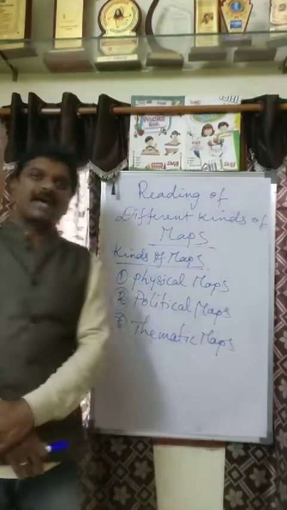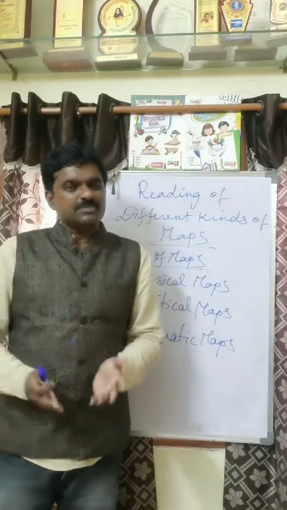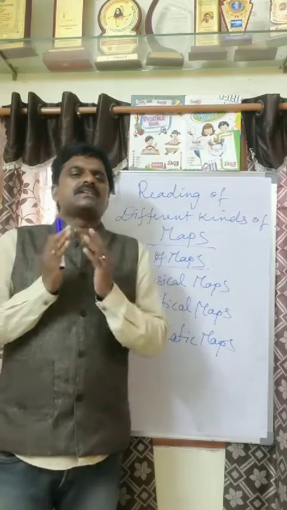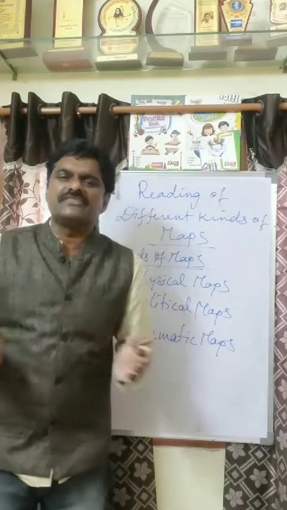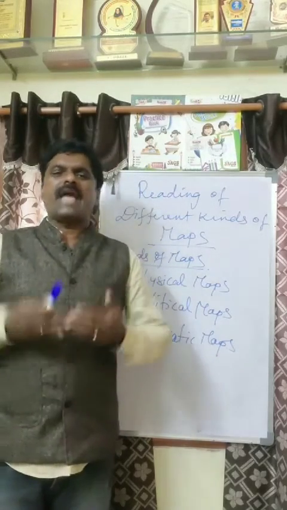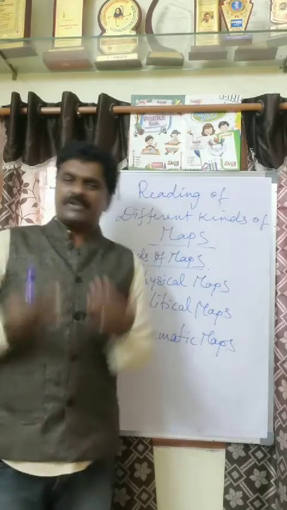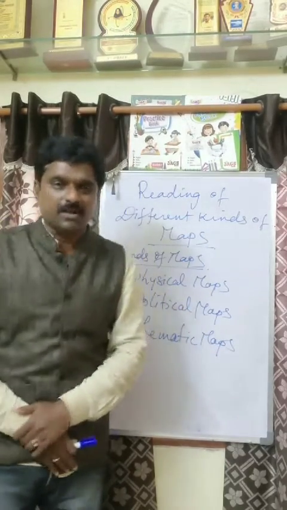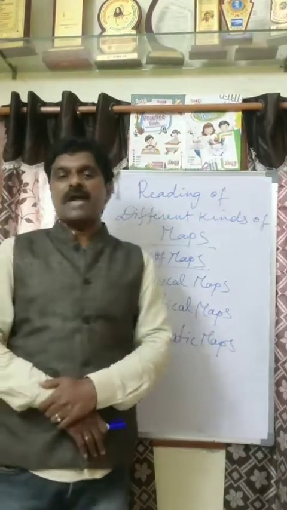And political maps. Political maps are the maps which show all the different types of capital cities, countries, political divisions, countries' borders, the capitals of the countries, the capitals of the states. All these political divisions you come across in the political maps.